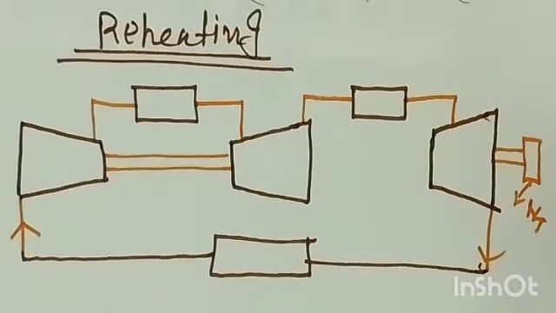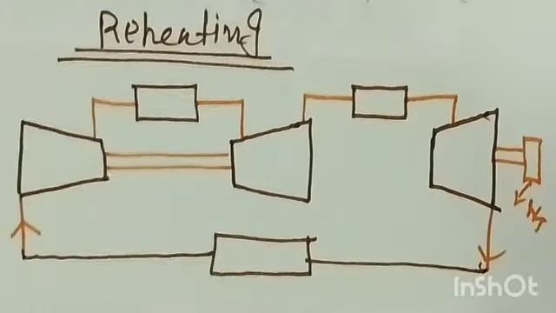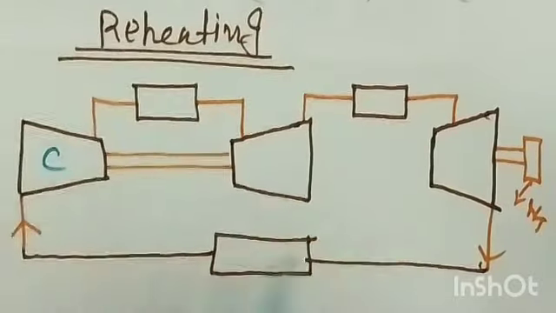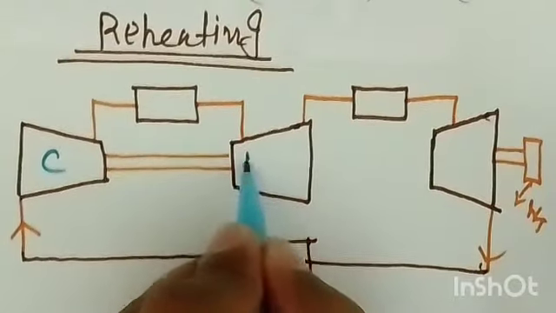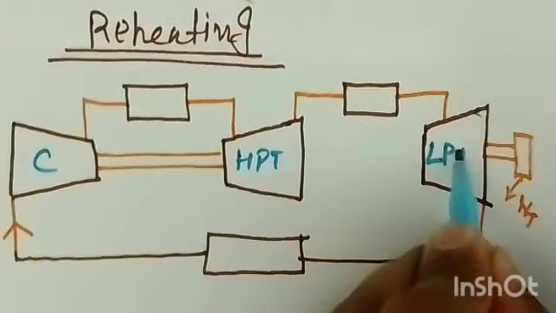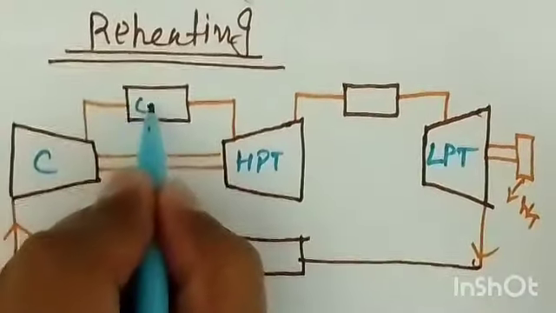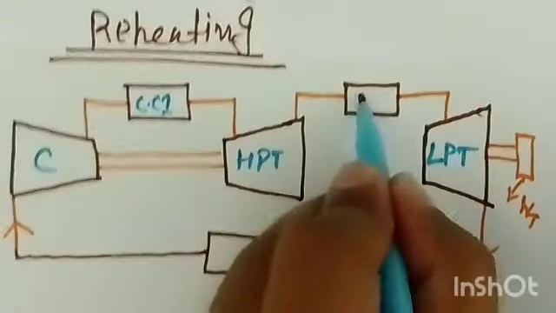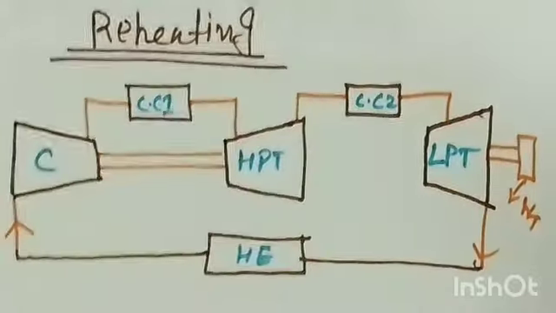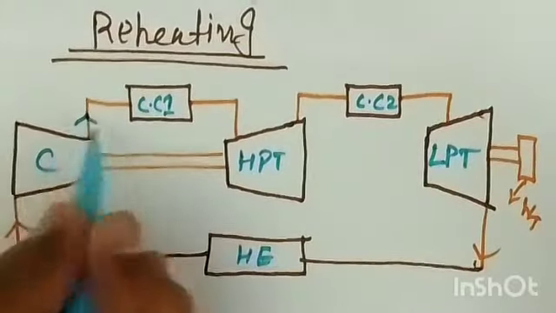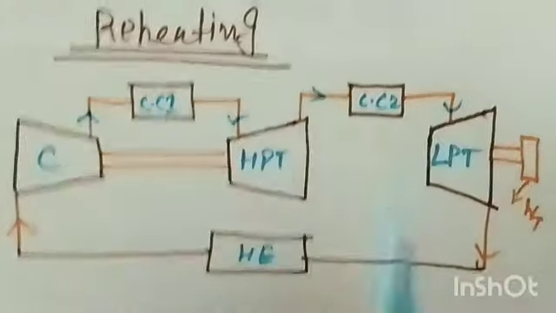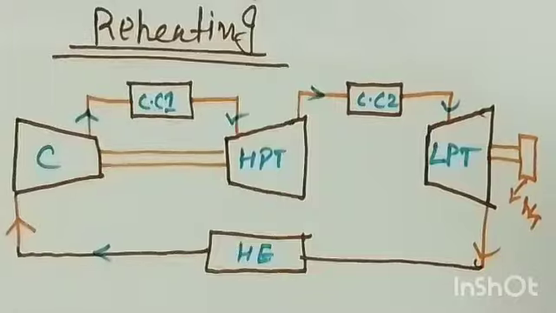So let's give the names. This is the compressor, that is C. This is your high pressure turbine, HPT, okay. This is the low pressure turbine, LPT, right. This is CC1, combustion chamber 1, CC2, and this is the heat exchanger, right. So the direction of flow of gases is in this manner, like this, this is already. Is it or not?